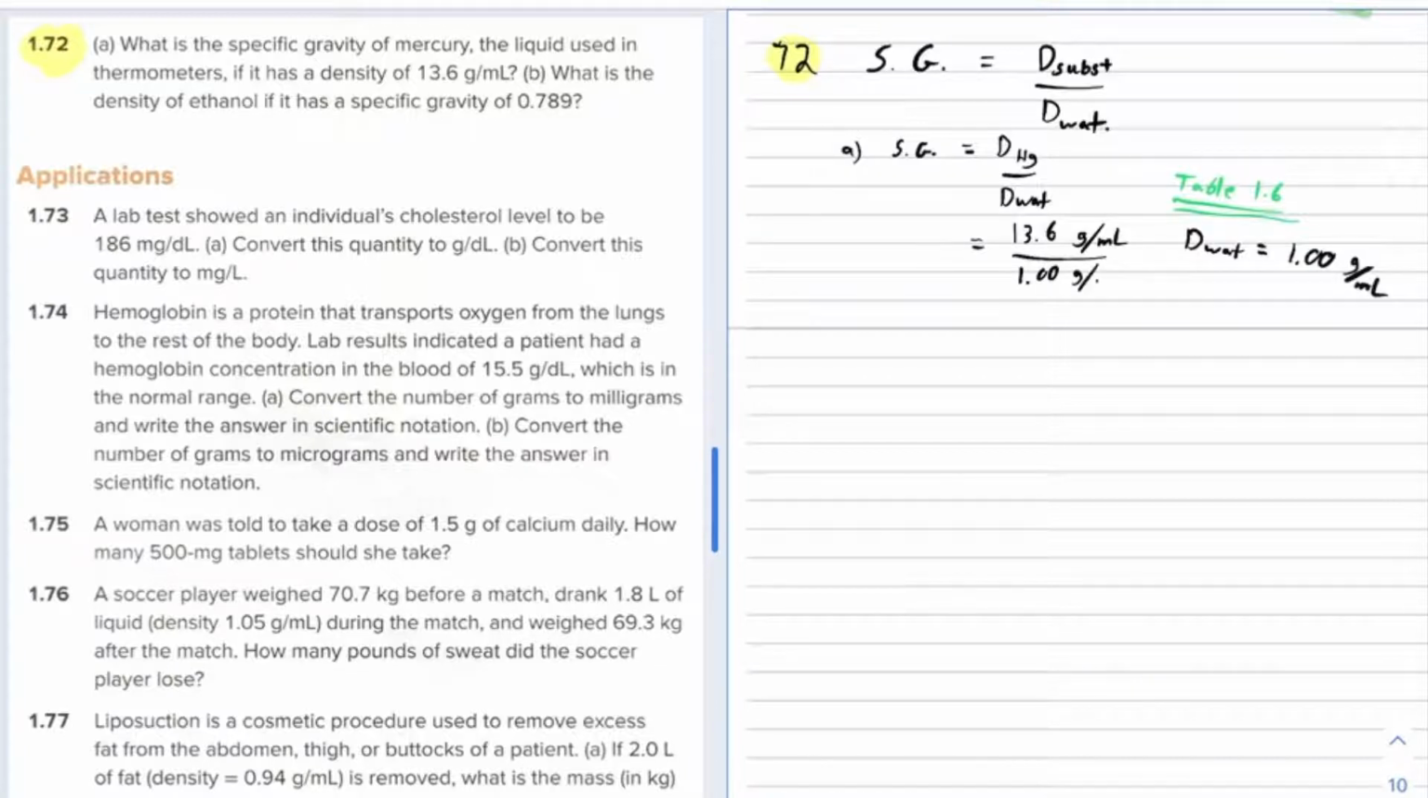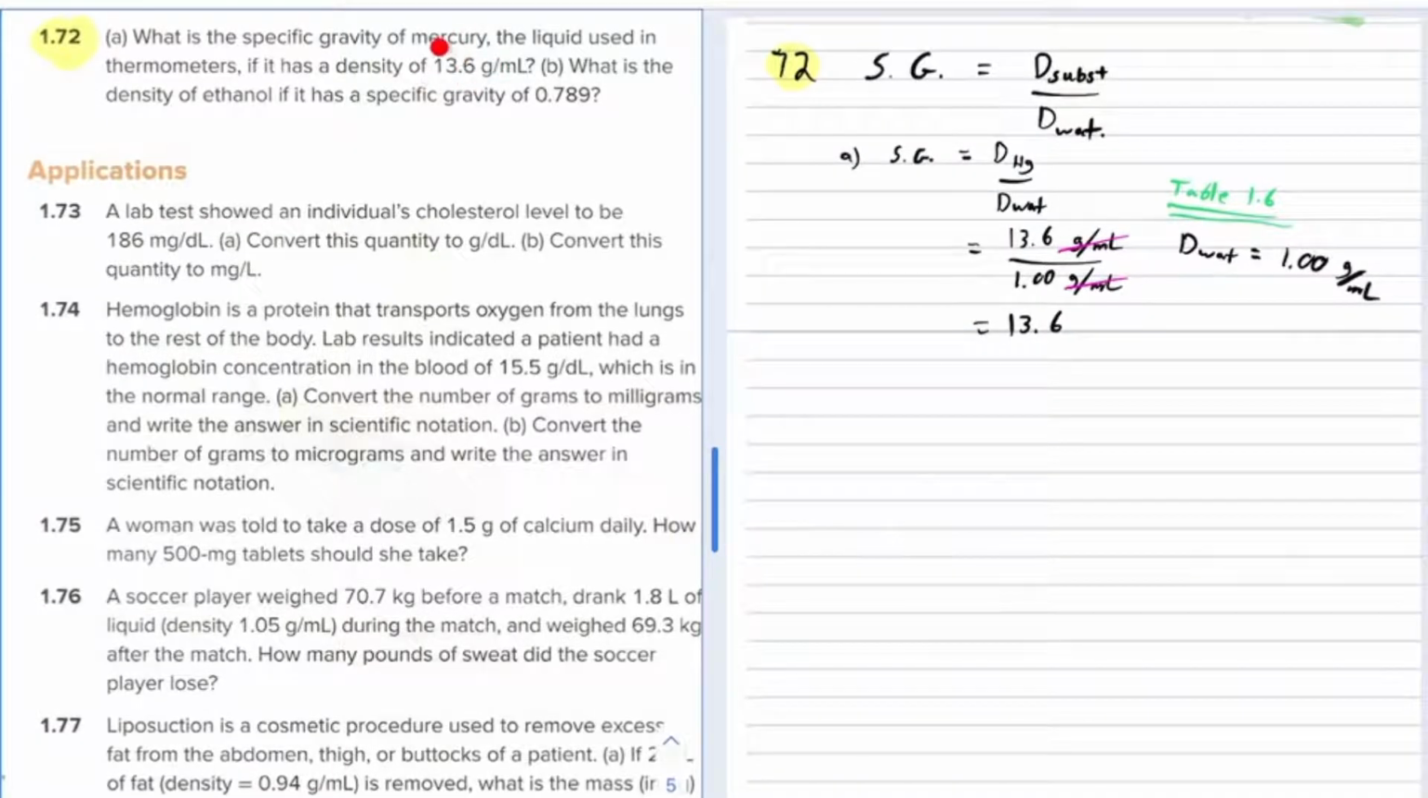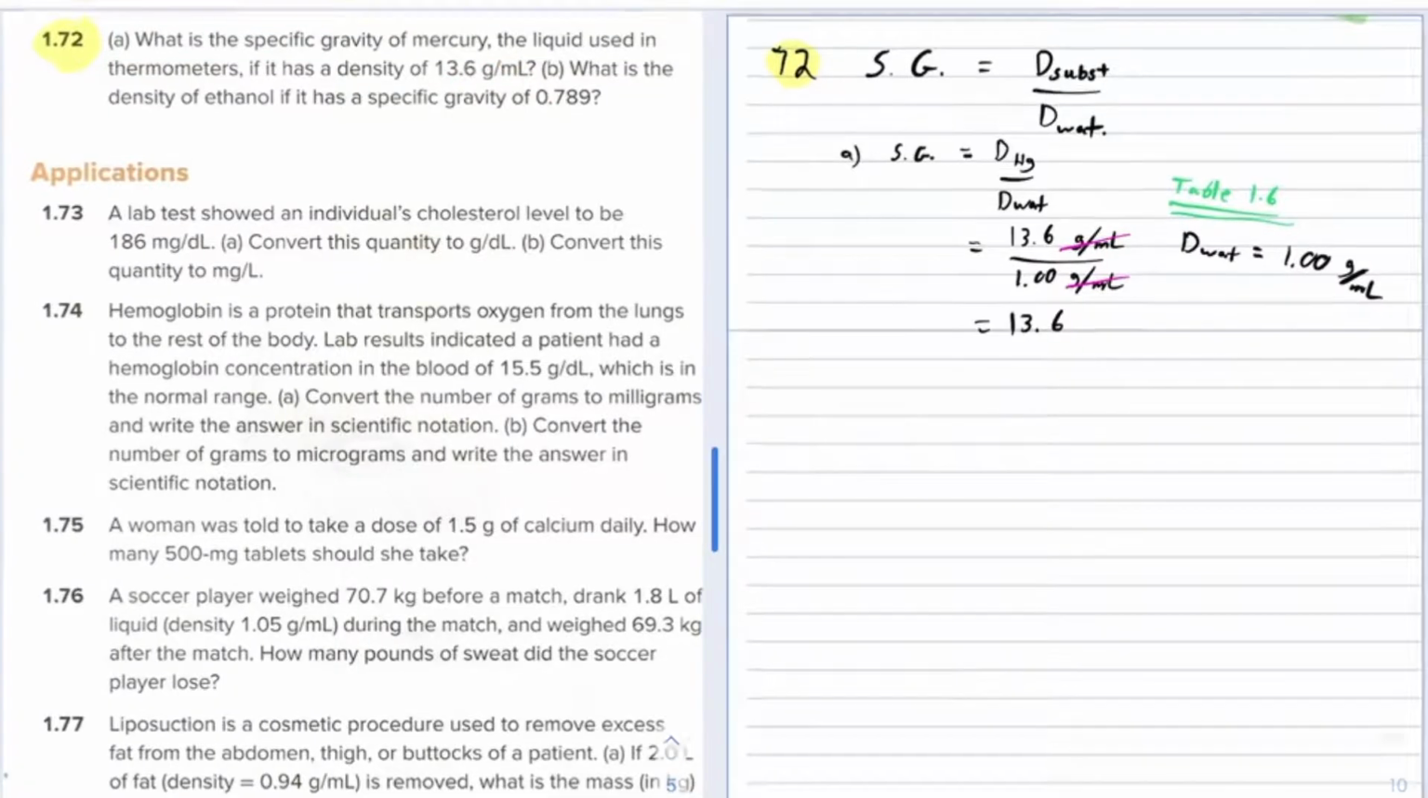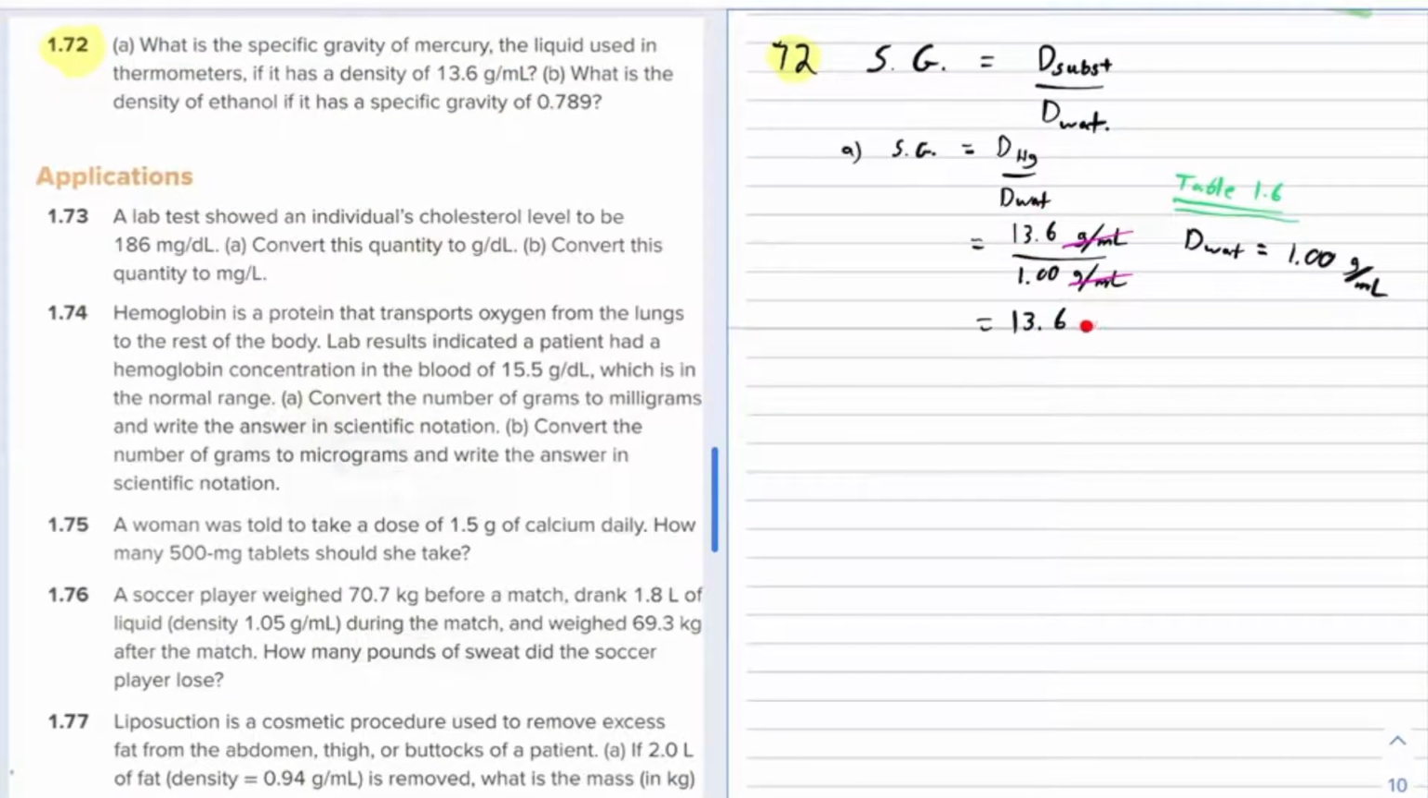1.00 grams per milliliter, and you can see the units canceling off, and then you have 13.6 over 1, so that's simply 13.6. So the specific gravity of a substance is really, if you're told the density of a substance, then its specific gravity is the same number, you just take away the unit. Okay, so it's 13.6, but there are no units. Specific gravity is unitless because the units cancel. So that's part A. Part B.